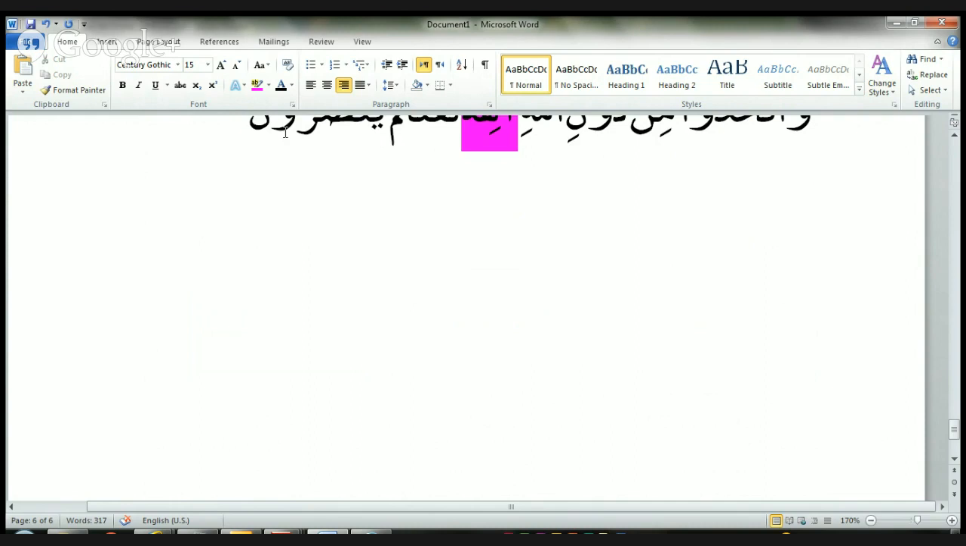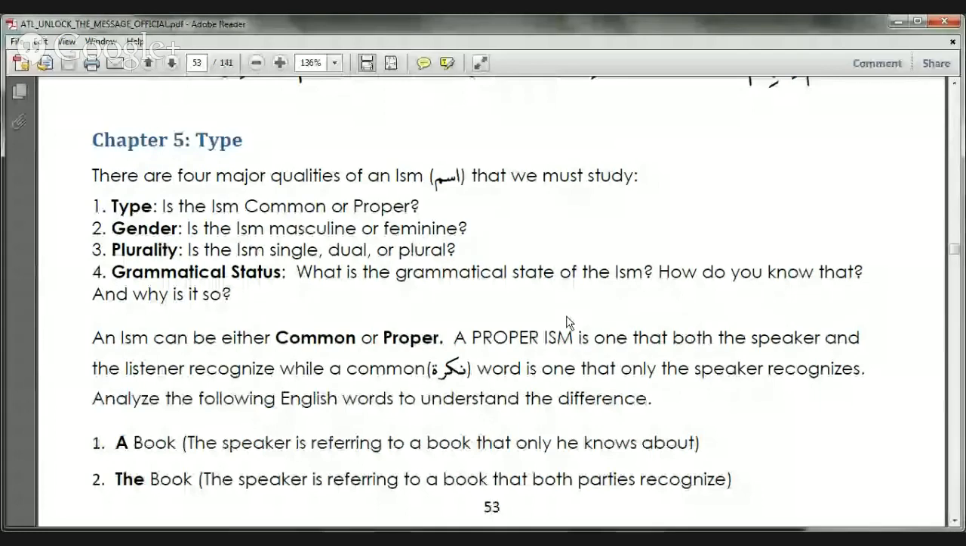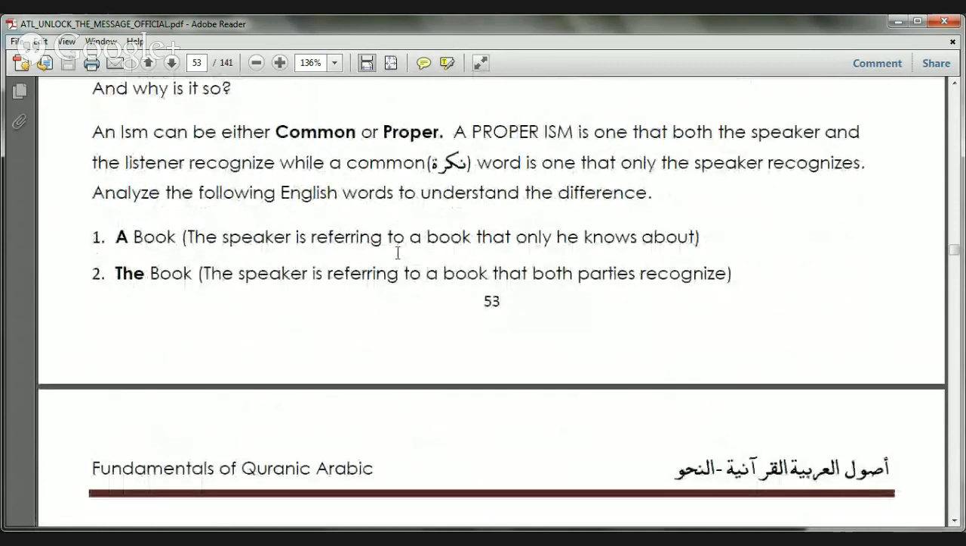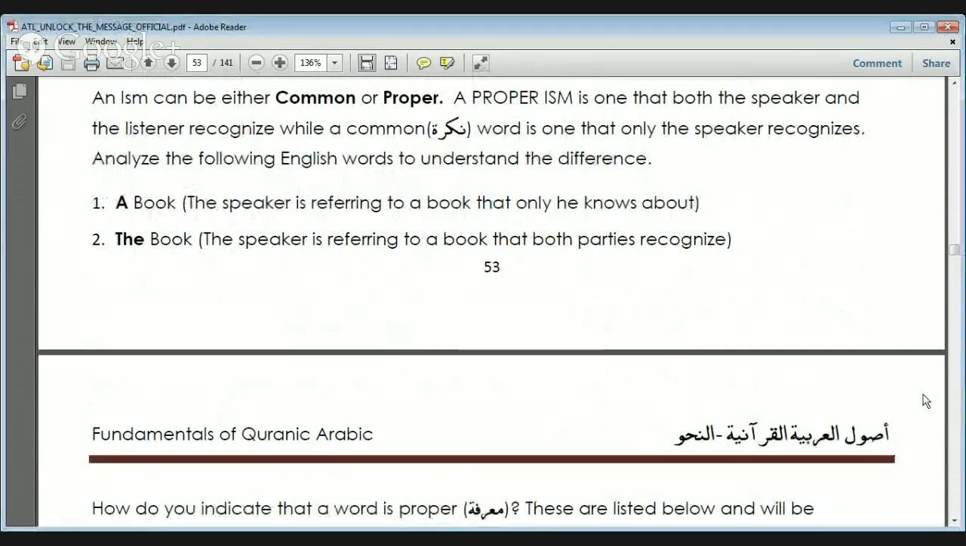All right. Moving on. Moving on. Go to page number 53. Forget all this stuff on top. I'm going to go down here. Okay.